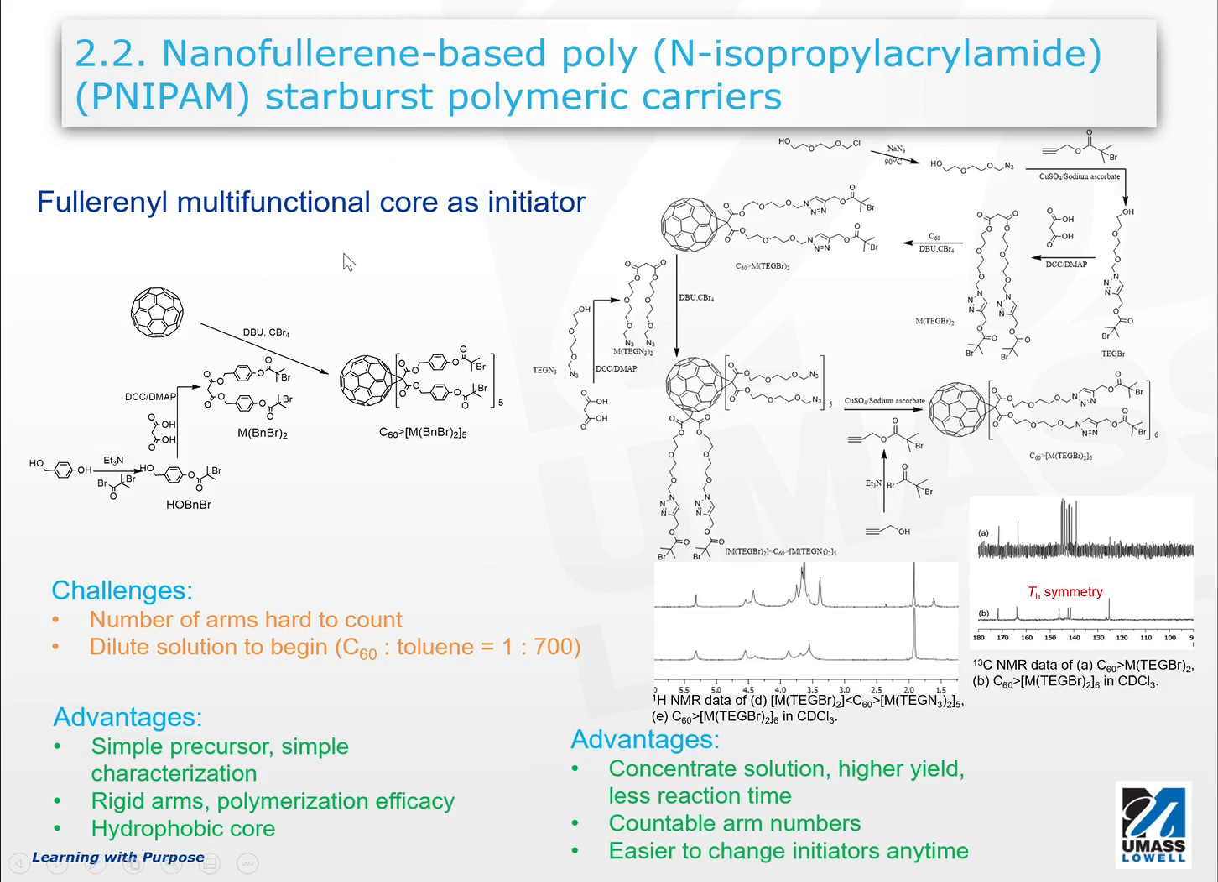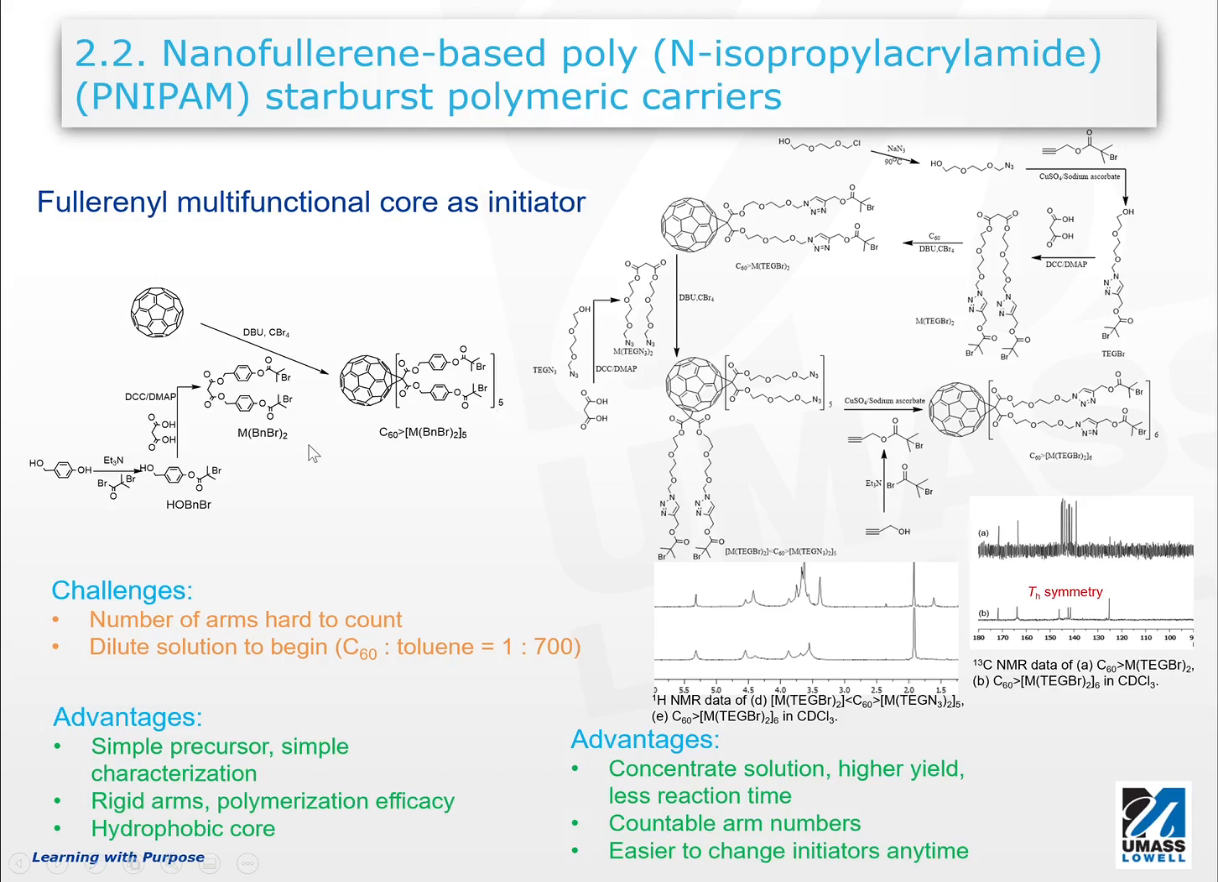Based on all this, we first developed several different types of multifunctional fullerene cores as initiators. This is the first type of initiator we designed, and it has a total of 10 initiating sites. As you can see here, the synthesis process is very simple to achieve. We also used a benzene ring here to increase the rigidity of the whole molecule. This makes all these initiating sites face outward into the environment, making them easier to react with the polymer monomer.